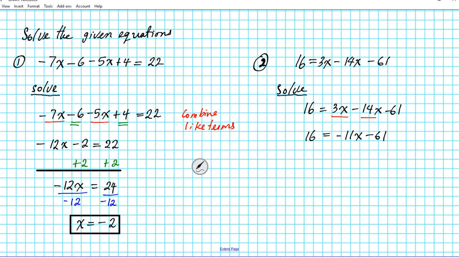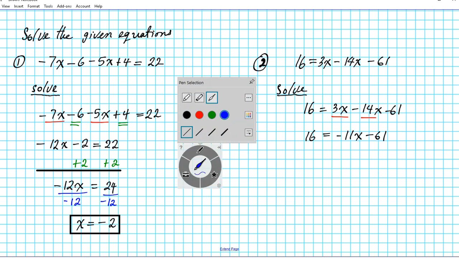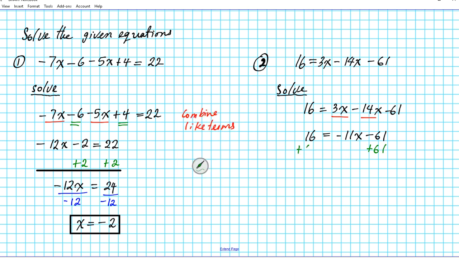Now we're going to proceed to isolate x. To do that, we're going to use two steps. The first step involves moving the constant negative 61 to the left, and then we'll divide by the coefficient 11x, okay? So let's add 61 to both sides. That's the opposite of subtracting 61.